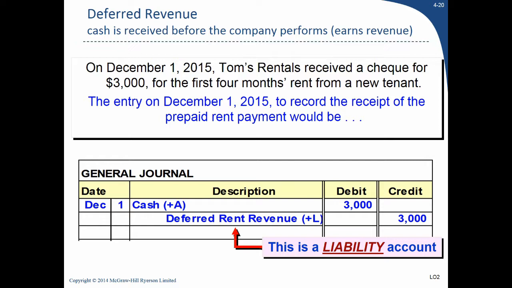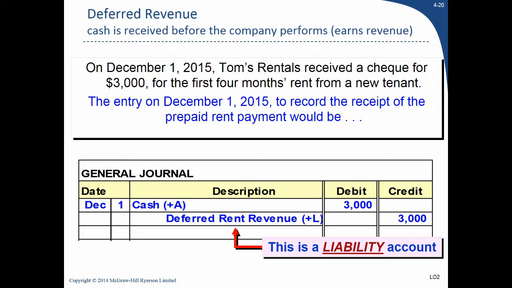Deferred revenue: cash is received before the company performs a service, and therefore before the company earns revenue. On December 1st, 2015, Tom's Rentals received a check for $3,000 for the first 4 months from a new tenant. So what happens on December 1st? We debit cash because we're getting cash in our bank, and we credit deferred rent revenue. We have an obligation to provide a space or equipment, whatever we're renting, for the next 4 months.